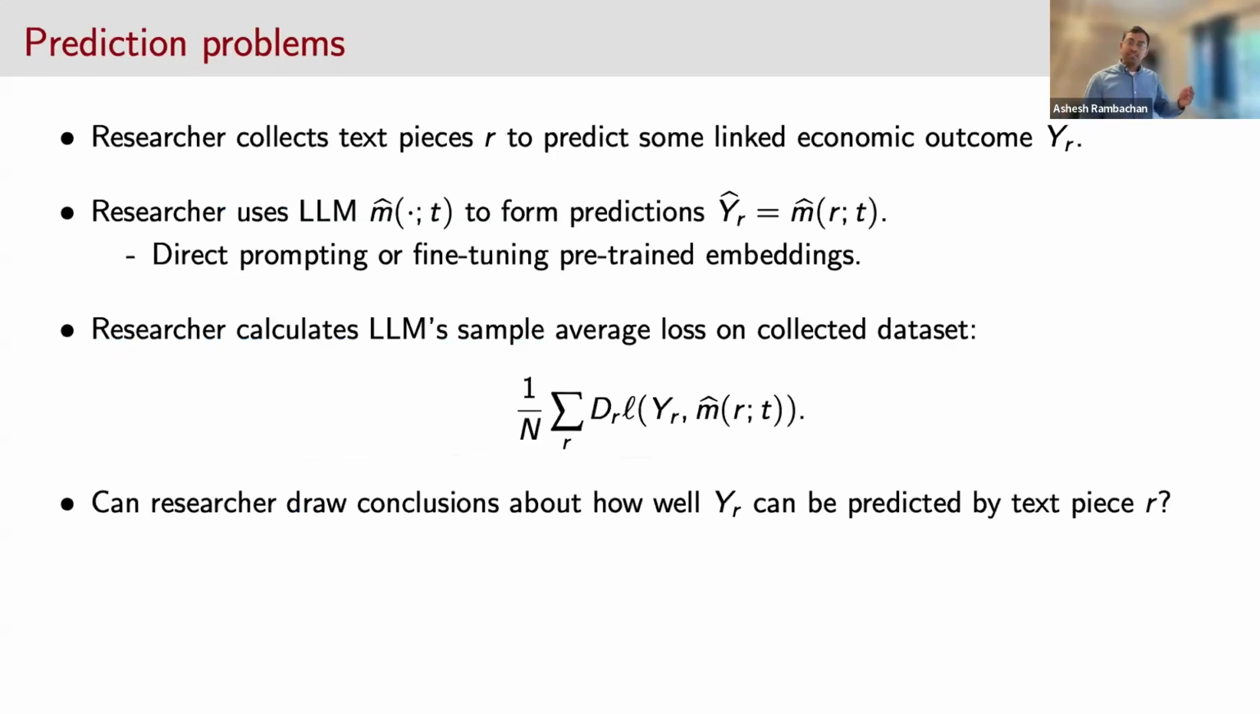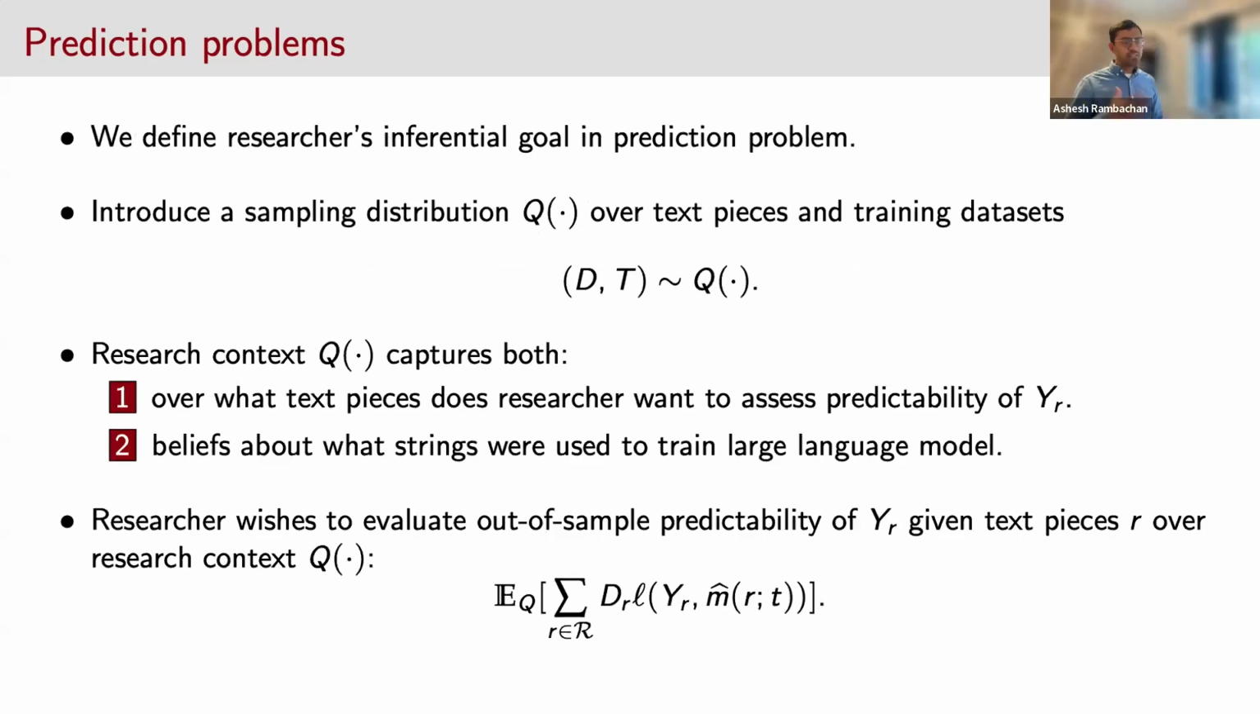So with that in mind, let's come back to these prediction problems where we have some text pieces, we'd like to predict some outcome Y, and we prompt a large language model to generate some labels Y hat. So when we then calculate the sample average loss of the large language model in our data set, can we draw conclusions about how well this outcome can be predicted by some text piece R? So to answer that question, we have to define what exactly is our inferential goal in this prediction problem.